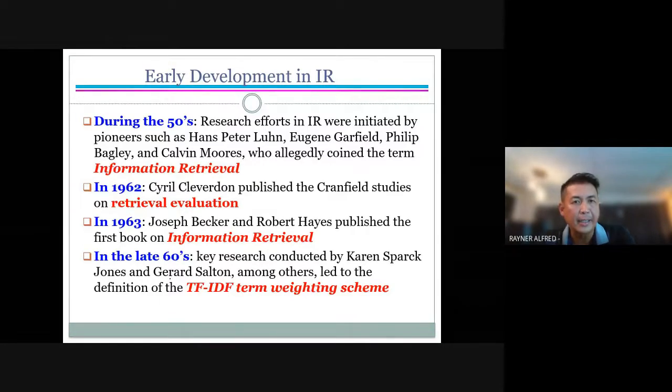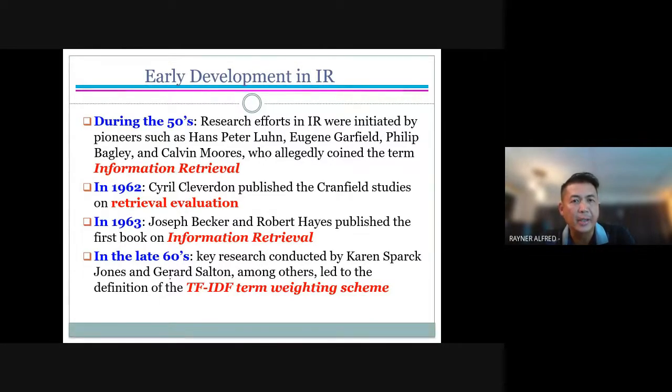IR started in the 50s, in which a few researchers, for example, Hans Peter Luhn, Eugene Garfield, Philip Bagley, Calvin Mooers, they all coined the term information retrieval. So these people have studied how do we store information, unstructured data, and at the same time be able to retrieve this information from our storage.